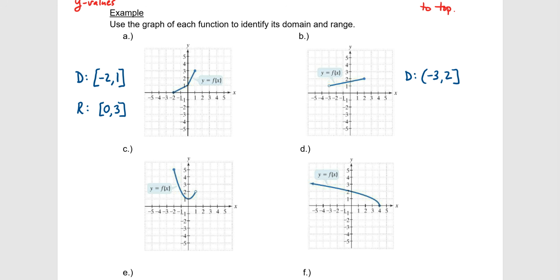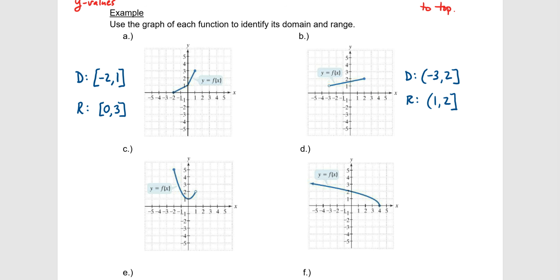Okay, and next for the range, we're going to scan this bottom to top. So it starts here at y equals 1, and it ends here at y equals 2. So it goes from 1 to 2, and once again, it has a parenthesis and a bracket.